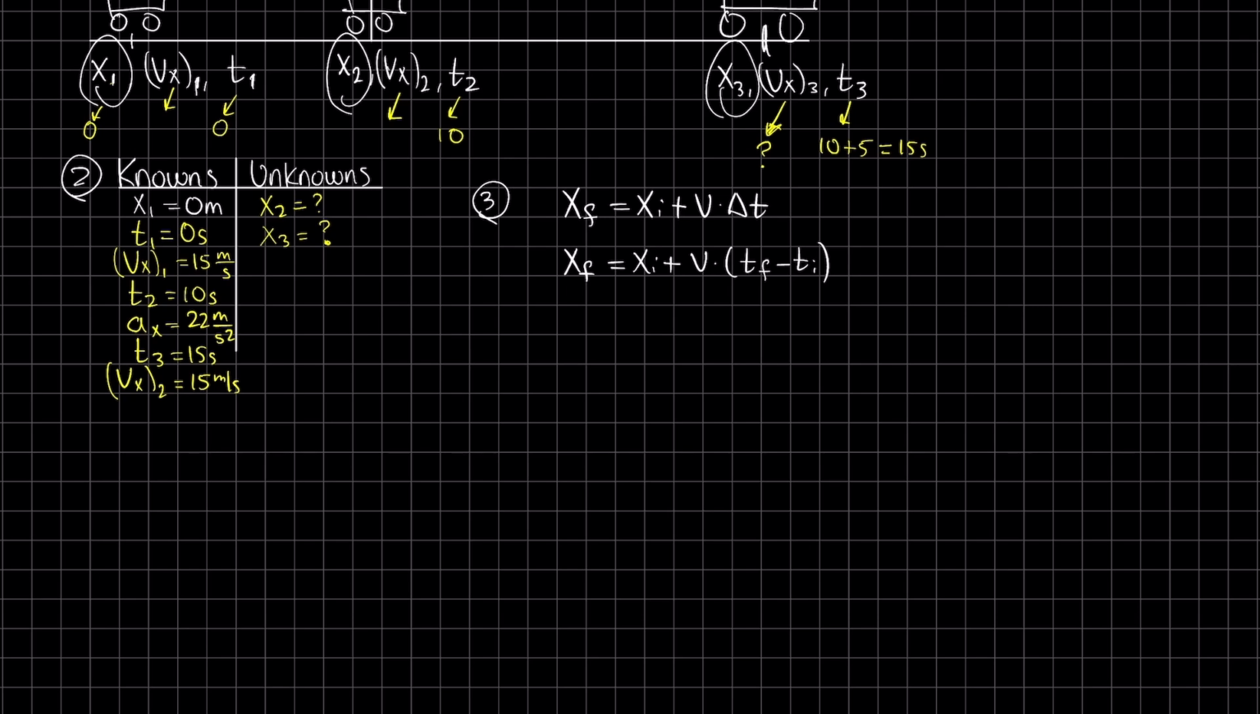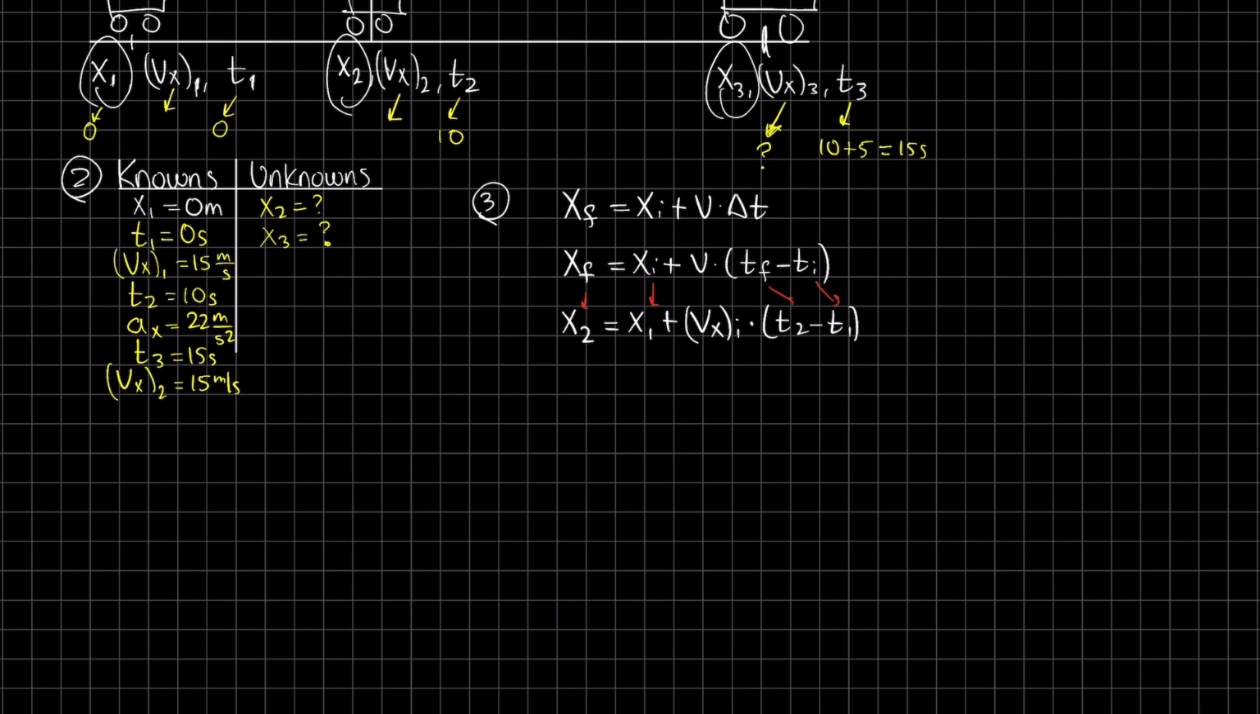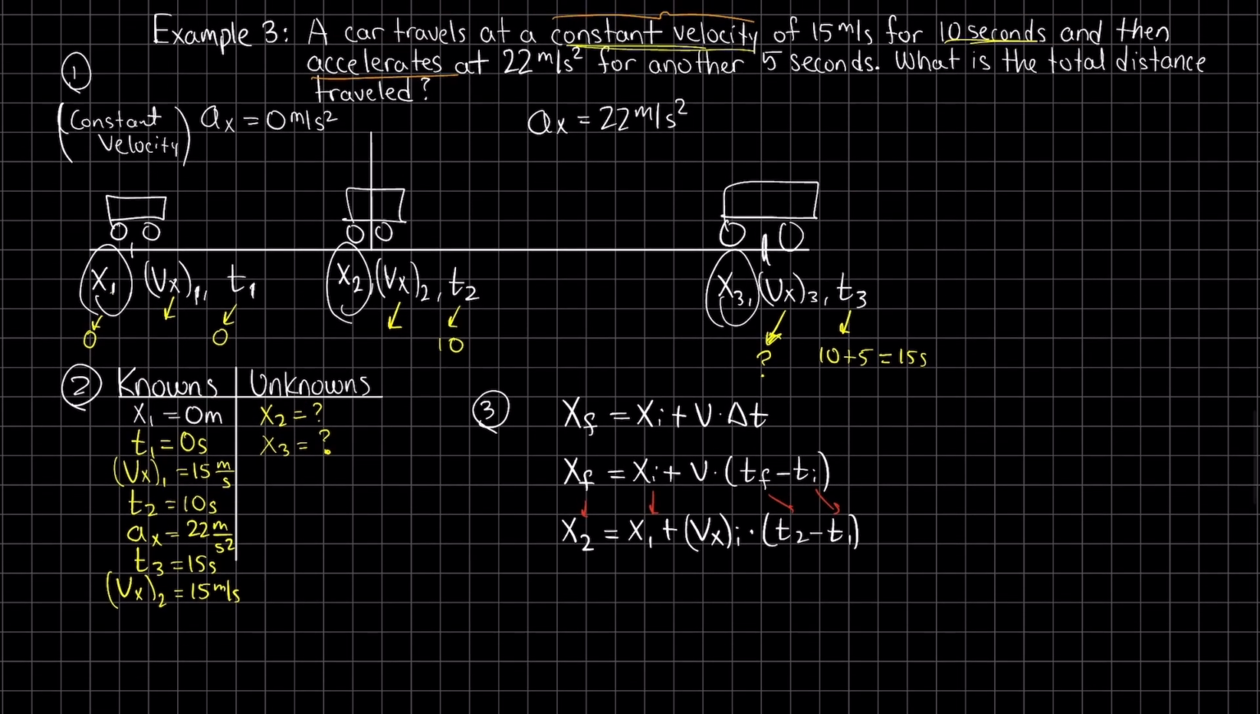Let's become more specific. The final position will be x2. The initial position will be x1, plus the initial velocity or the average velocity, which is the same, since Vx1 and Vx2 are the same. So I can just write Vx1 as the average velocity, multiplied by t2 minus t1. If you notice, all of the f's got a 2, and all the i's got a 1. That is how I'm being specific, so when someone is reading your work, they can notice that you're finding information only throughout this section right here.